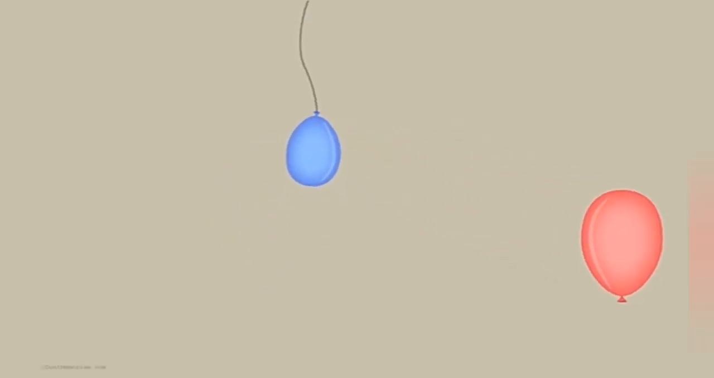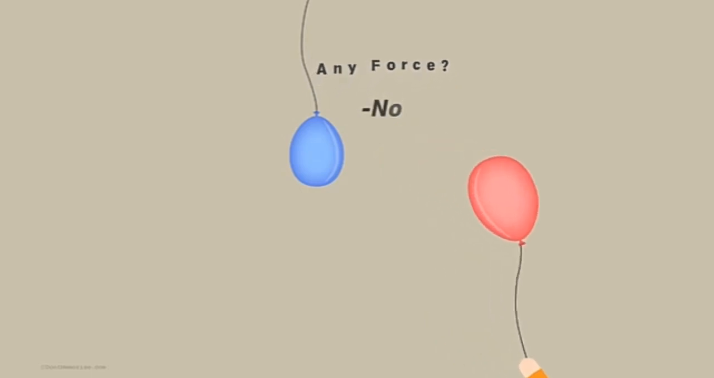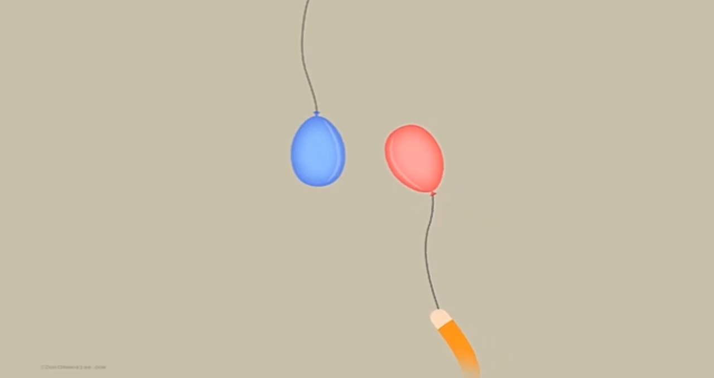Now let us see another example. Two balloons are taken. One of them is tied with a thread and suspended. The other one, tied with a thread, is held in the hand. Both the balloons do not have any force. Rub the balloon held in the hand with a woolen cloth. Bring the balloon towards the suspended balloon. Just see, both the balloons are attracted towards each other. There is a force of attraction between them.